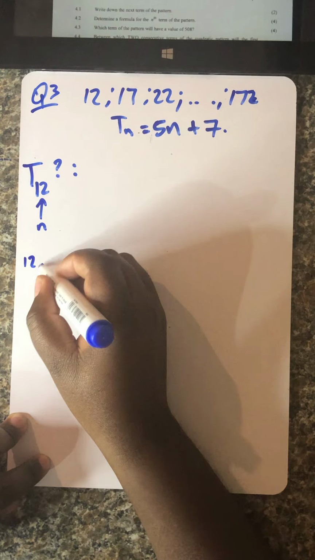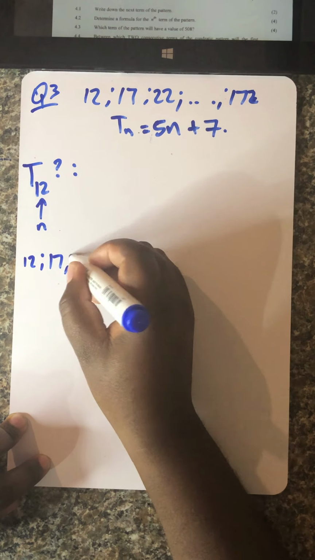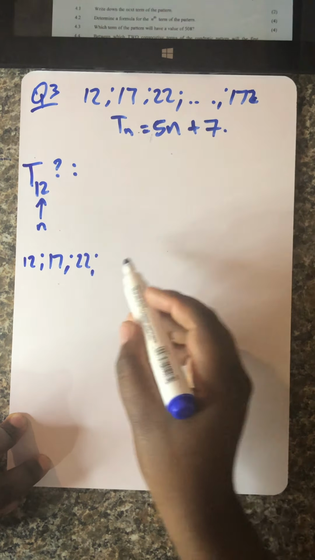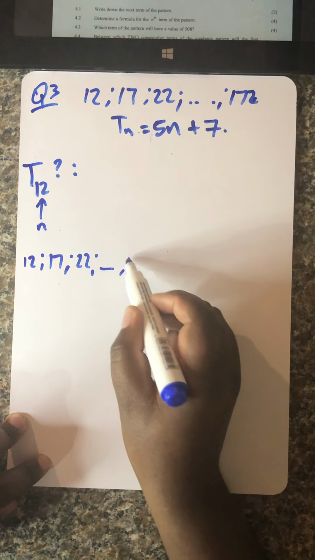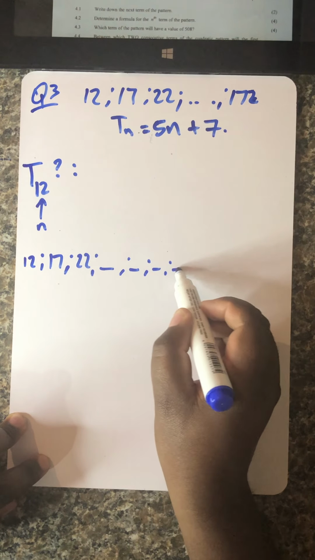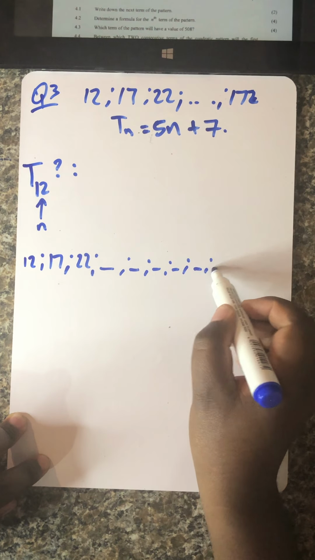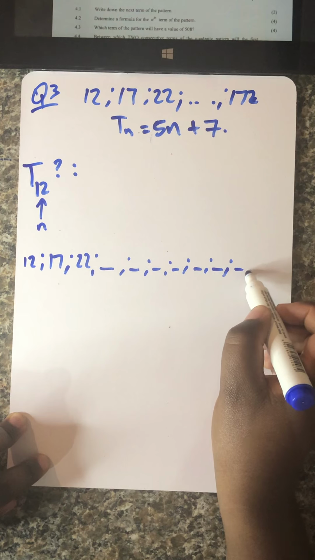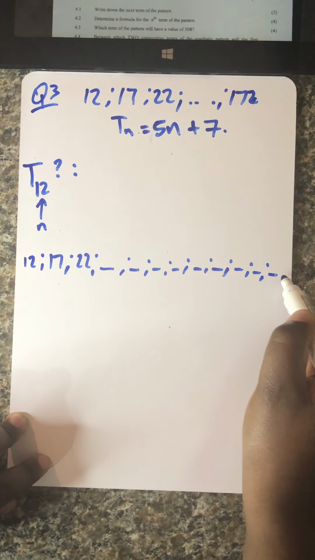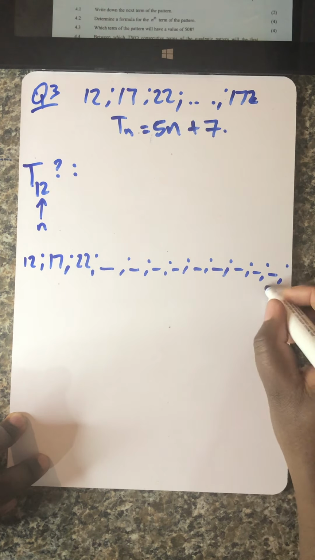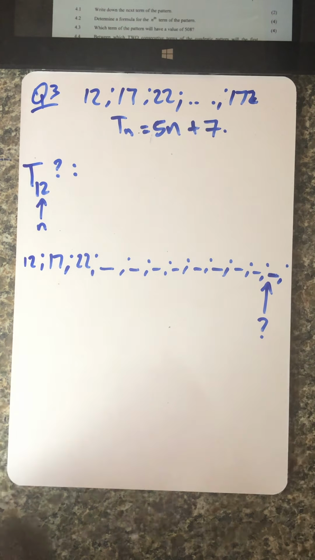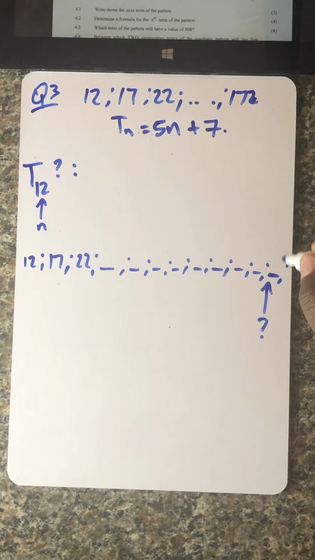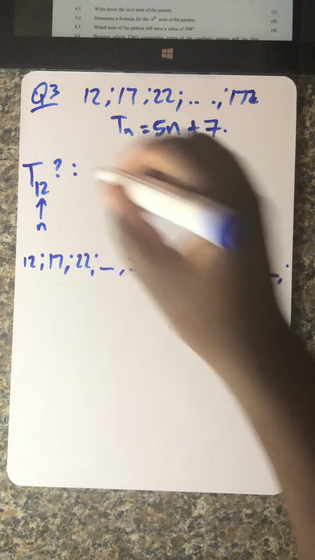Let me just do this exercise quickly, guys. We have 12, we have 17, we have 22. So they want to know 1, 2, 3, 4, 5, 6, 7, 8, 9, 10, 11, 12. This is what they want to know, guys. What is the number on term number 12? This is what the question wants you to calculate using that formula.